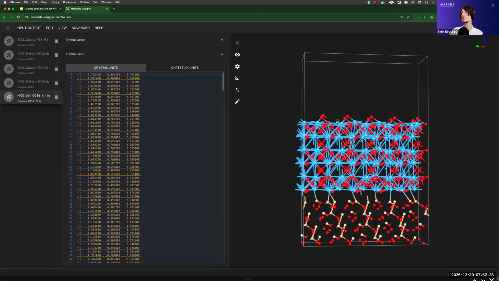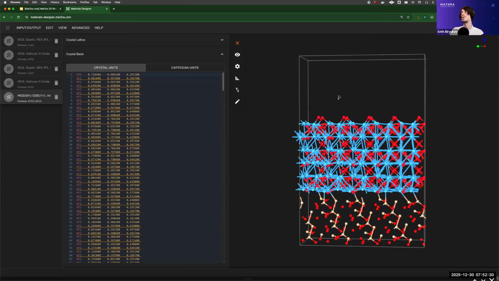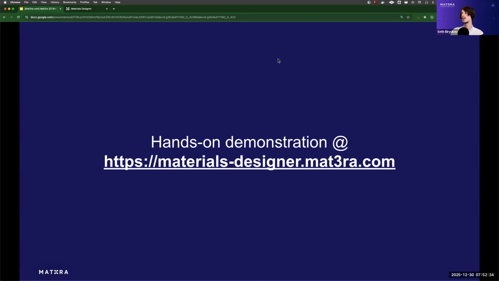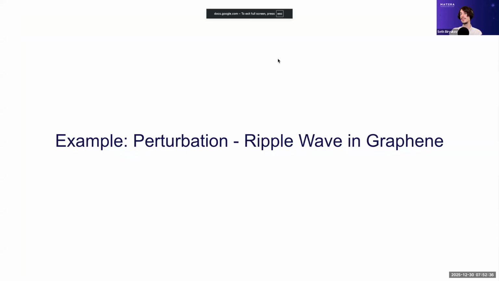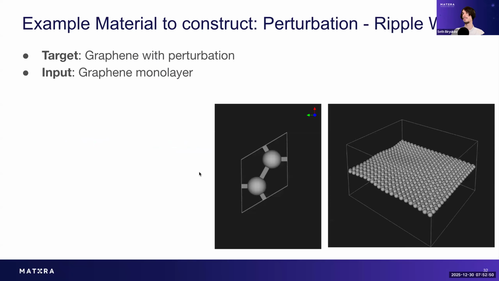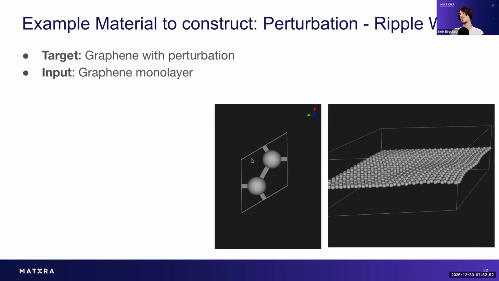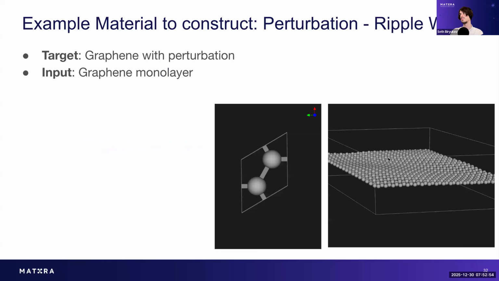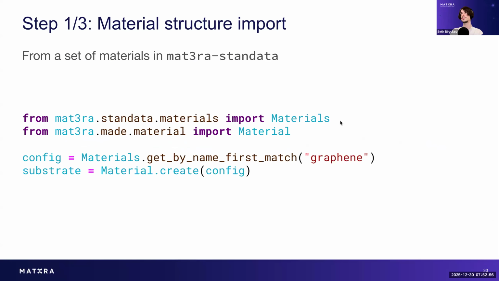So this is the final structure that we achieved. If we go to the next example, here we're going to be working with addition of perturbations. And we're going to create a ripple inside of Graphene according to some function. So we want to start with the Graphene monolayer, create a supercell, and introduce deformation.